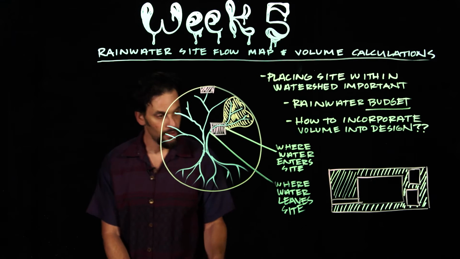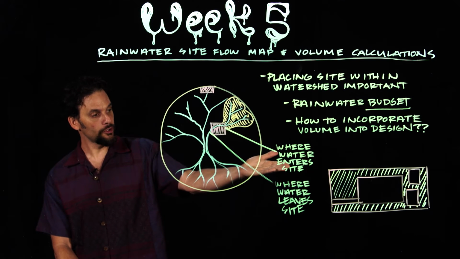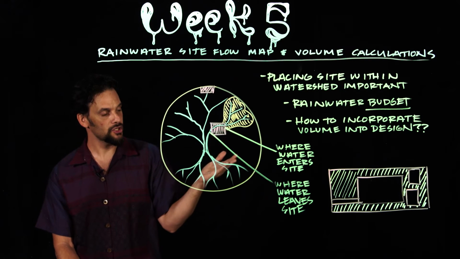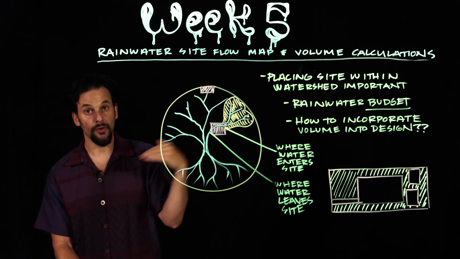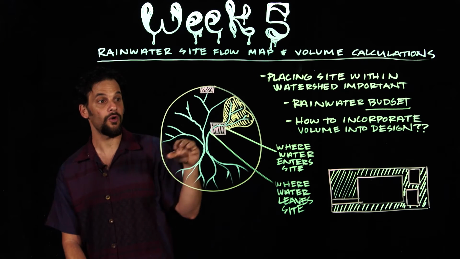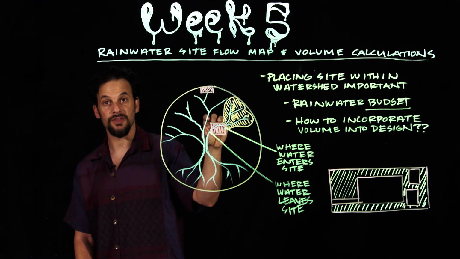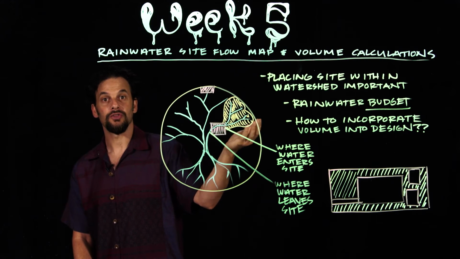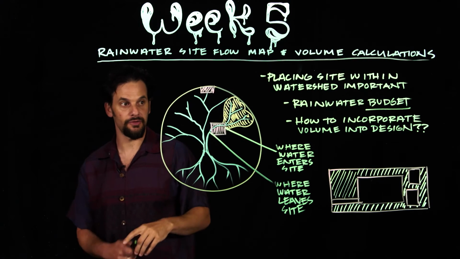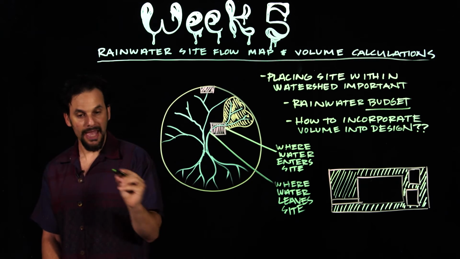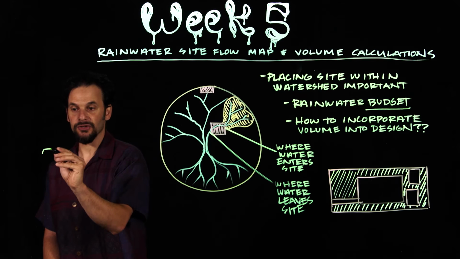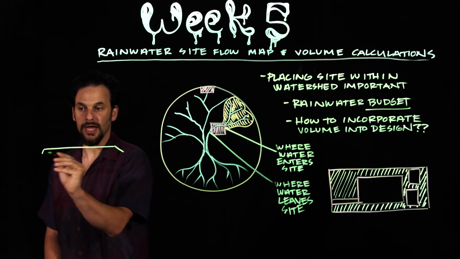Now, many urban sites actually do not have water flowing through them, even though they are placed in a position within the watershed where they should have water flowing through them. For example, you may have a site where the entire site is built up on a pad.